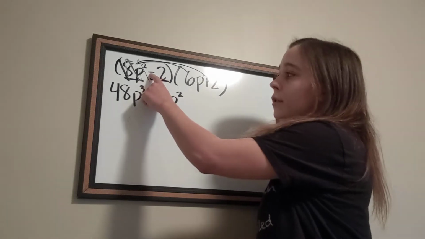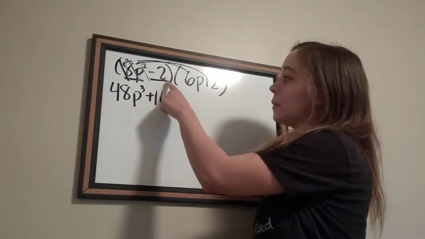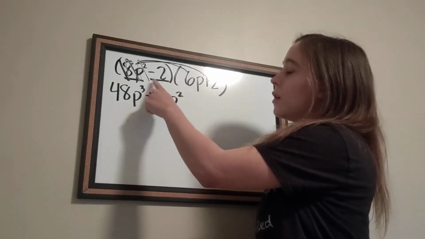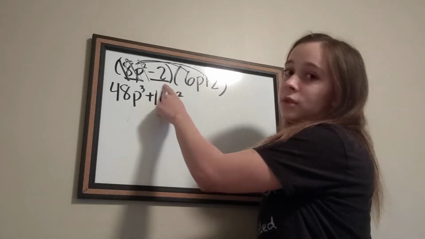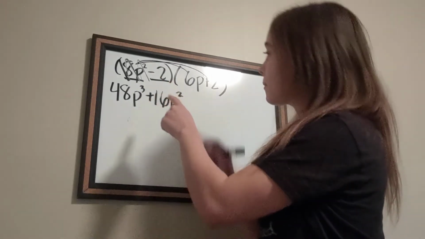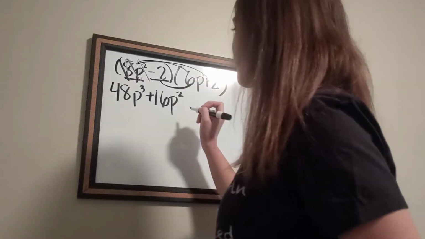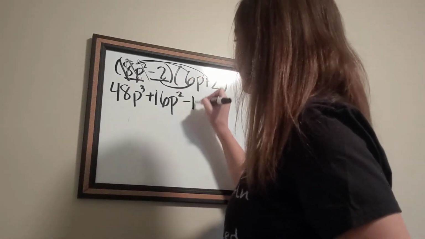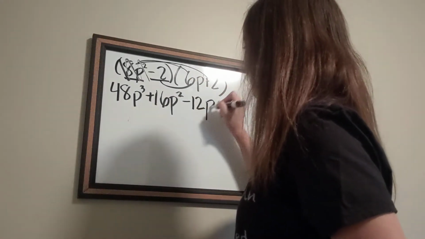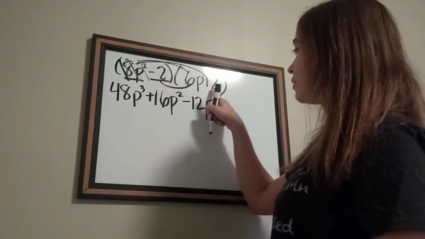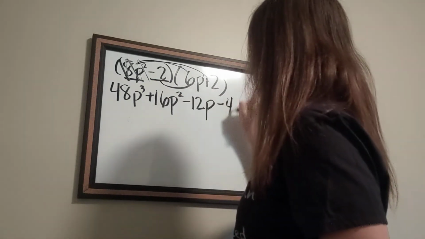Be really careful. Whatever sign is here goes with the term that comes after it. So right now I am distributing a negative 2, not just 2. So negative 2 times 6p. Negative 2 times 6 is negative 12. The p stays the same. And then negative 2 times positive 2 is negative 4.